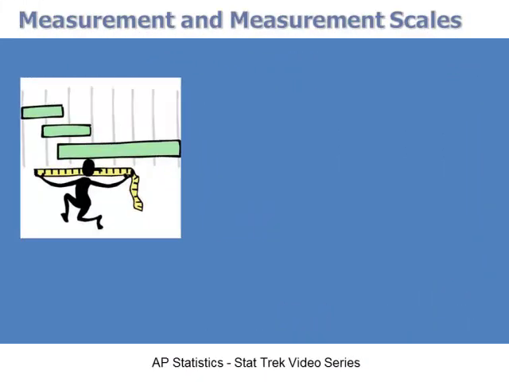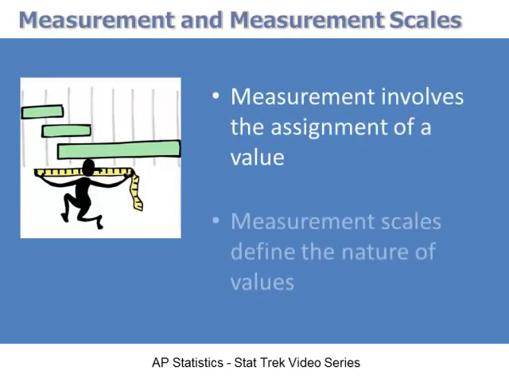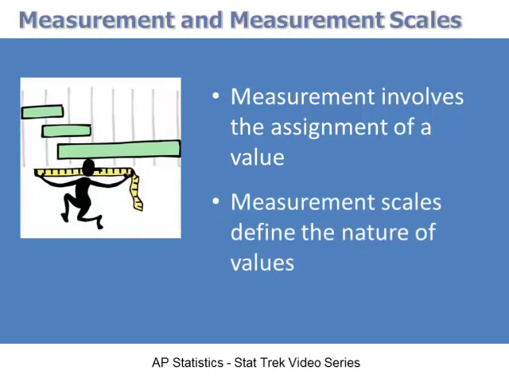In statistics, measurement involves the assignment of a value to a variable. A measurement scale defines the nature of values that are assigned to variables. For example, some scales use words as variable values. Other scales use numbers.